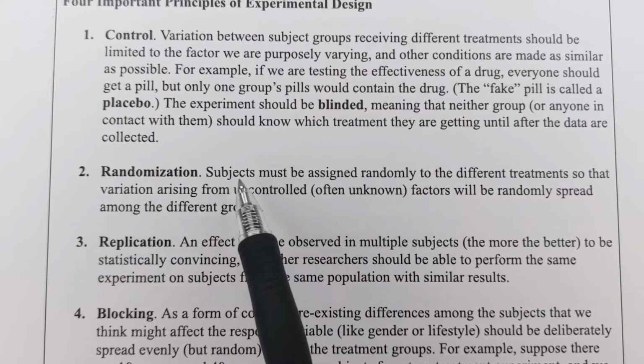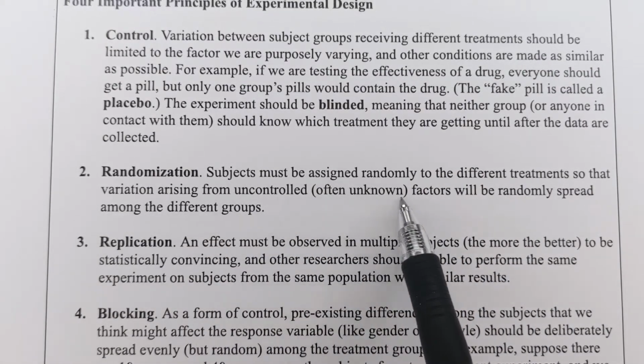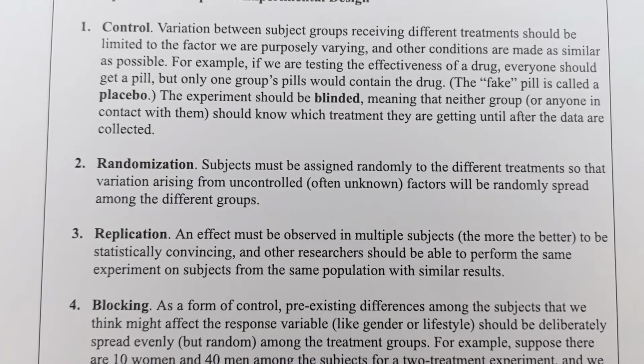Randomization: subjects must be assigned randomly to the different treatments so that variation arising from uncontrolled factors will be randomly spread out among the groups. So if you're testing a vaccine, you don't want your group getting the vaccine to be all males over 30 and everyone else in the other group. You want each group, both the control group and the testing group, to be as similar as possible, with an even distribution that would match the total population.